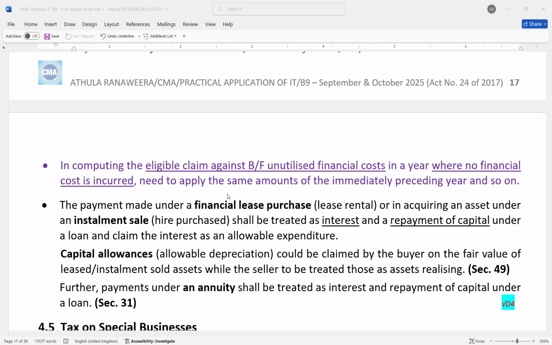Next, the payment made under, now we'll talk about the finance lease purchases. Under the old act, for finance lease purchases, we were claiming lease rentals as an allowable deduction because we recognized the legal ownership as common to the tax law also. But under the new act, for the tax law, it is different from the legal ownership. Now, in a lease, legal ownership is with the leasing company until we settle it.